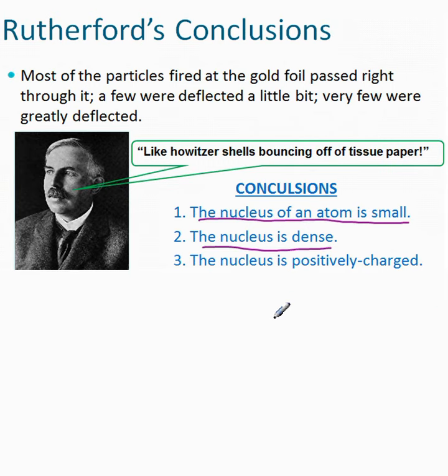The other thing he discovered was the nucleus was positively charged. He was able to discover that because the alpha particle was deflected. Like charges repel, opposite charges attract. So these are the key things when we talk about the nuclear model of the atom. What we're talking about is the fact that we have a nucleus.